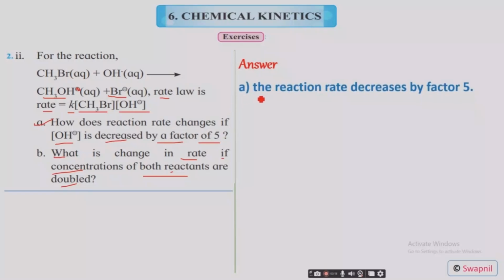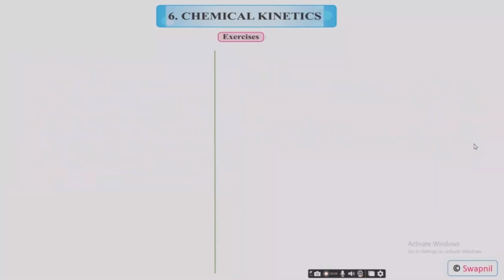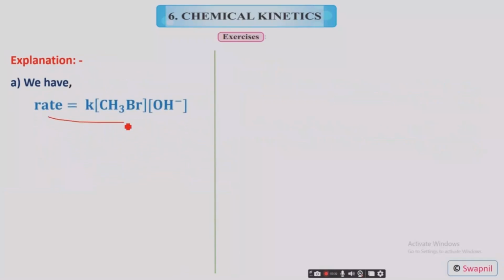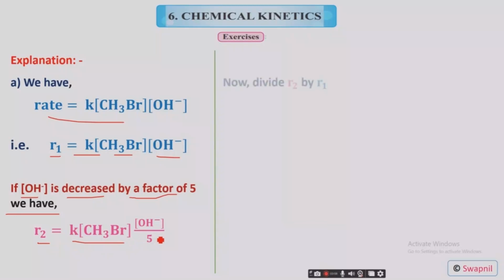So here is the answer for part A. The reaction rate decreases by factor 5, and for part B the reaction rate increases by factor 4. Here is the explanation for this question. We have rate is equal to K into concentration of CH3Br into concentration of OH minus. That is, R1 is equal to K into concentration of CH3Br into concentration of OH minus ion. If concentration of OH minus ion is decreased by factor 5, we have R2 is equal to K into concentration of CH3Br into concentration of OH minus ion divided by 5.